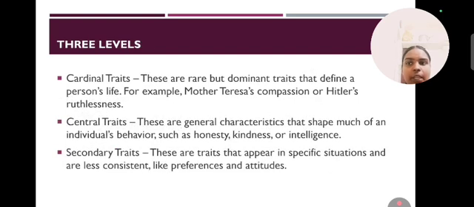The first trait is the cardinal trait. These are rare but dominant traits that define a person's life. For example, Mother Teresa's compassion or Hitler's ruthlessness. Central trait. These are general characteristics that shape much of an individual's behavior, such as honesty, kindness or intelligence. Secondary trait. These are traits that appear in specific situations and are less consistent, like preferences and attitudes.